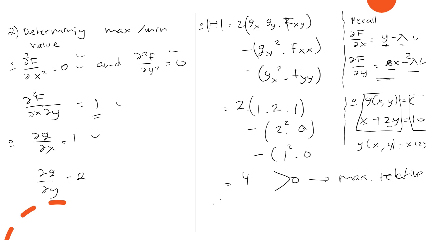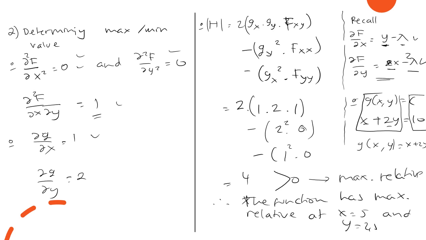So the conclusion is that the function has a relative maximum at x equals 5 and y equals 2.5, with lambda also 2.5. Okay, I think that's enough for this part. I will continue with another exercise. Thank you.